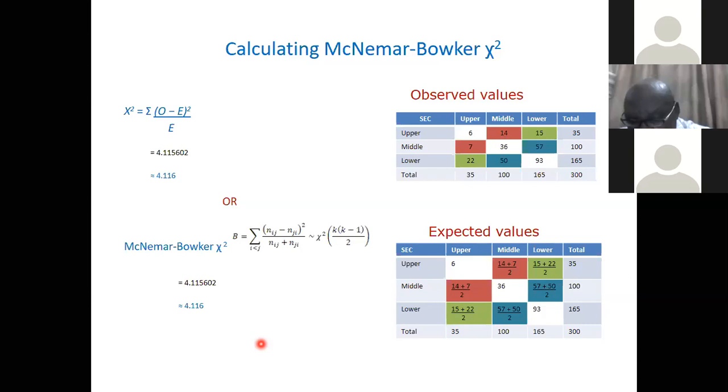Hello. Yes, sir. Is it only when you are dealing with a 2x2 contingency table that you use row total multiplied by column total over the grand total for the expected value, right? Is it only for a 2x2 contingency table?